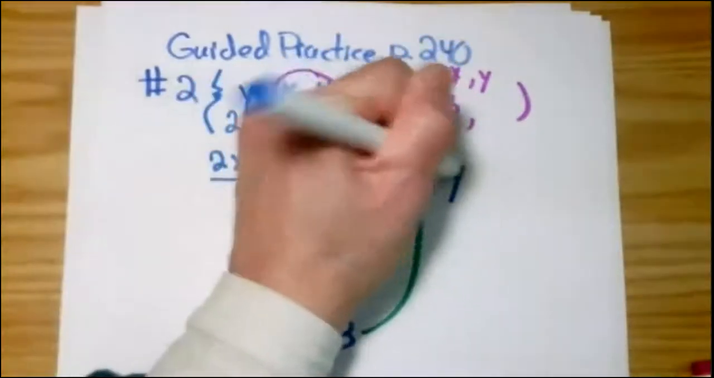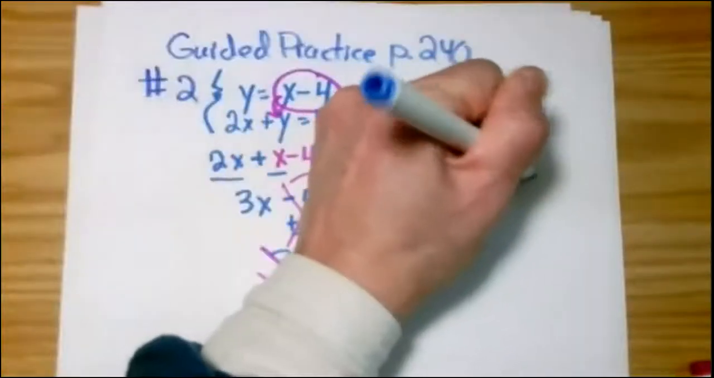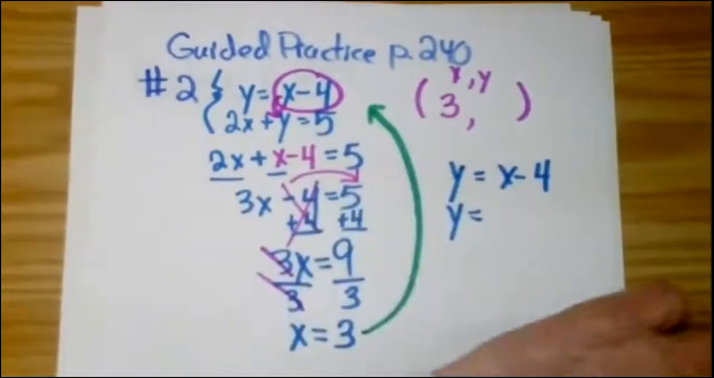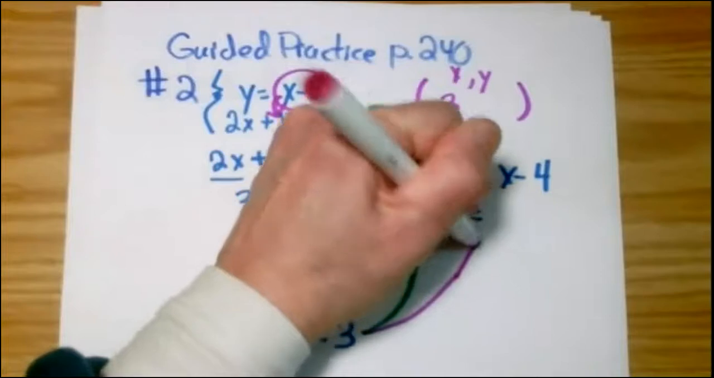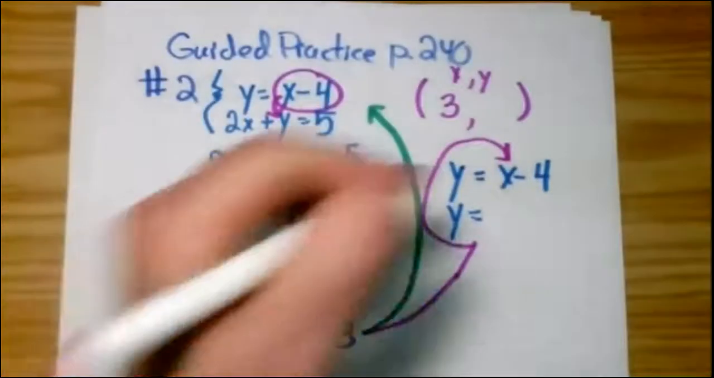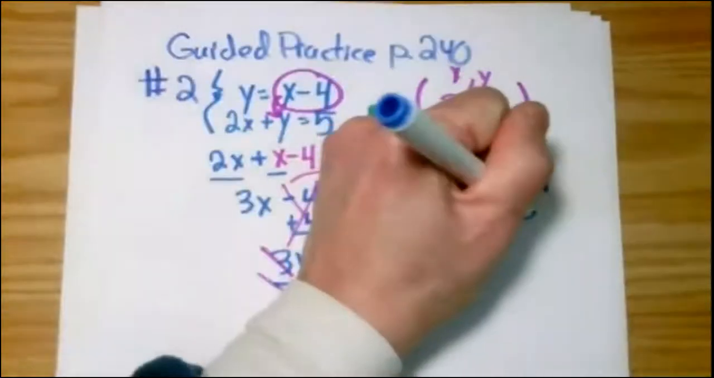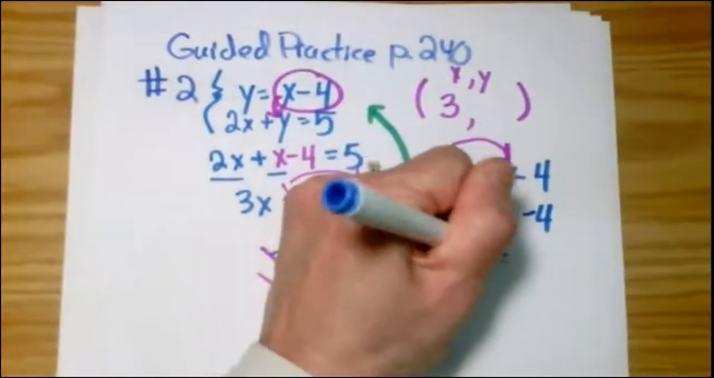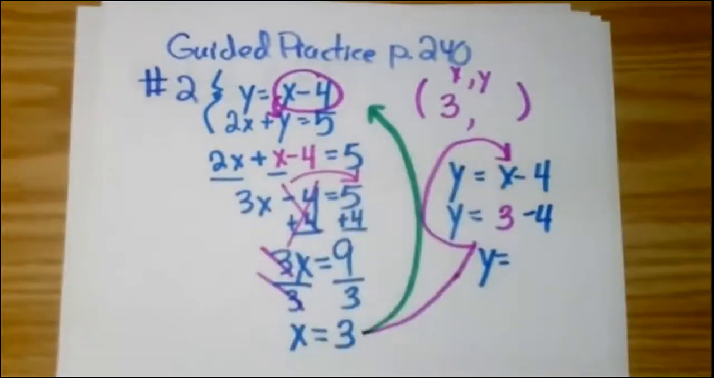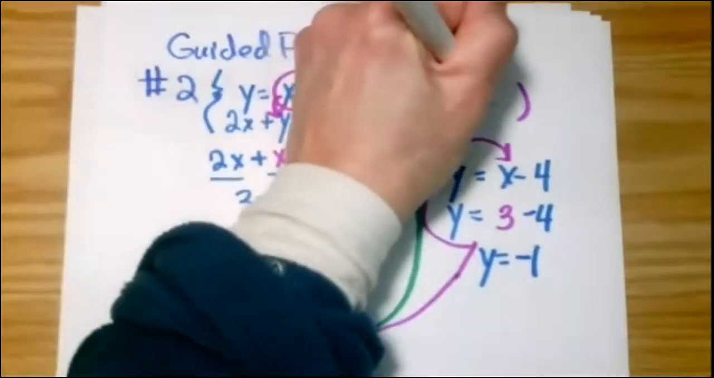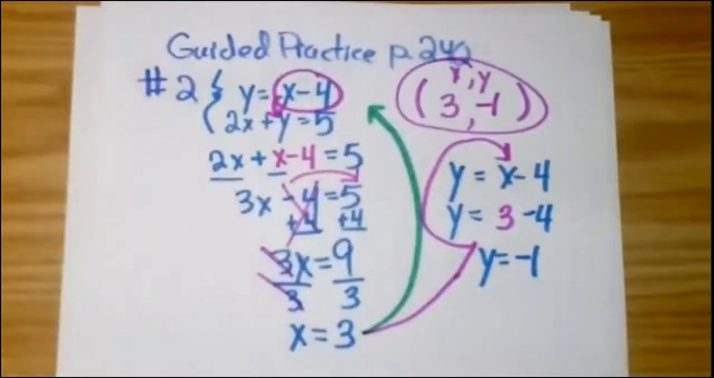So we get y equals x minus 4. That's what it was. So y equals, we're going to plug in our 3 for x. So that becomes 3 minus 4. So y then equals, what's 3 minus 4? Negative 1. So that is our y coordinate point, negative 1. That is our answer, our solution to our system of equations for number 2. Go ahead and pause the video if you need to. Get that written down.